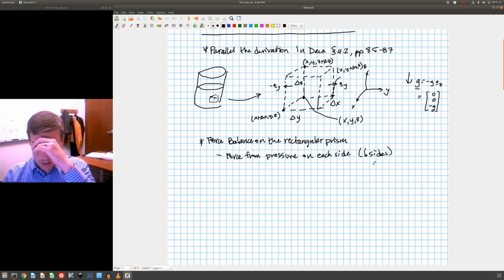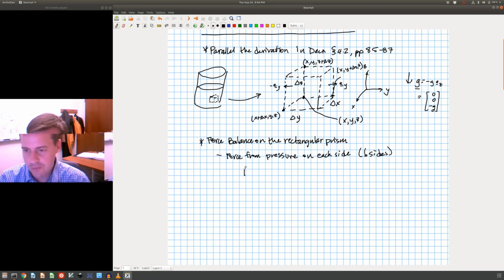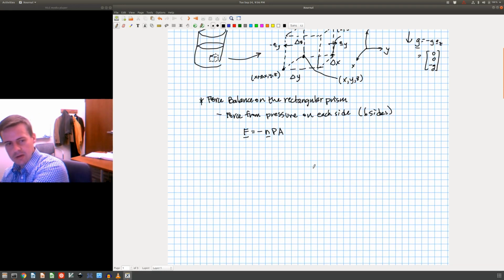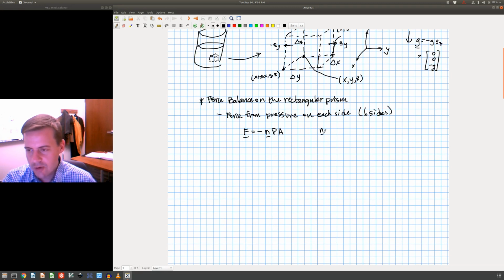So let's go through and just write the force down. Force is minus n times the pressure times the area. So now the different n, those are going to be plus or minus the unit vectors in the x direction, plus or minus the unit vectors in the y direction, plus or minus the unit vectors in the z direction. So those are the 6 sides. And then I'm going to have my pressure, which is a function of space here. So I'll have p(x, y, z), and I could move around, and so x, y, and z can get changed.